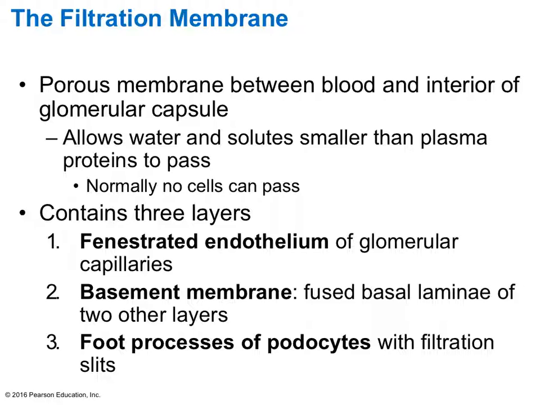The filtration membrane consists of several layers of tissue in the renal corpuscle. It consists of both features of the glomerulus itself as well as the renal capsule that surrounds the glomerulus. And that filtration membrane is going to allow water and solutes to pass through, but not cells or proteins. So it begins with the fenestration of the endothelium of the capillary bed. There's a basement membrane in between the endothelium and the renal capsule, the podocytes. And those podocytes form filtration slits.